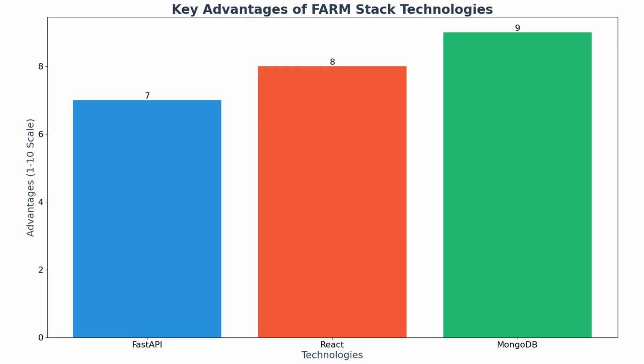These relative scores really support the idea that the FARM stack components are complementary. Just picture it. MongoDB's data flexibility pairs beautifully with React's front-end strengths, and then FastAPI rounds it all out with its efficient API layer. Together, they create a balanced and robust stack for building modern web applications.